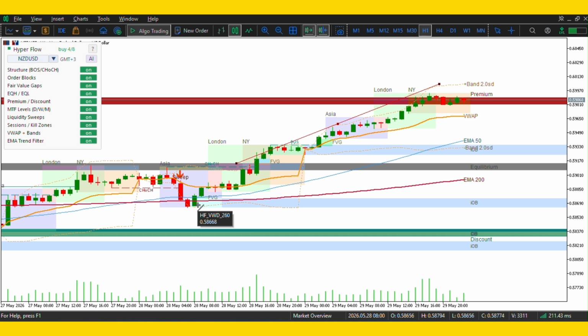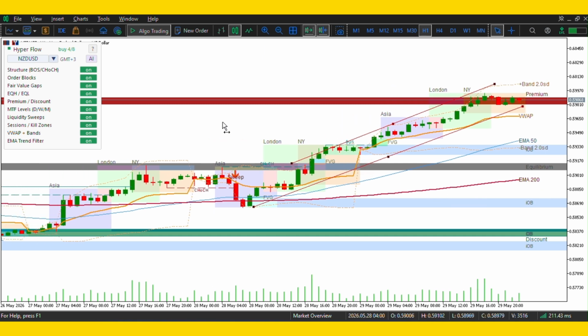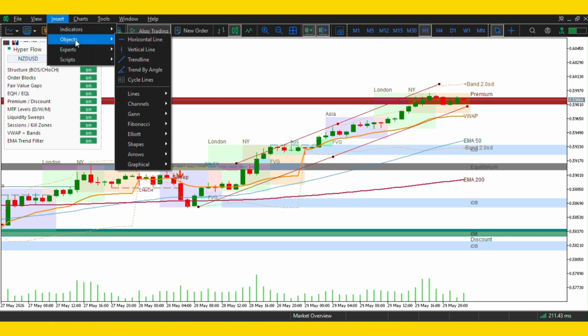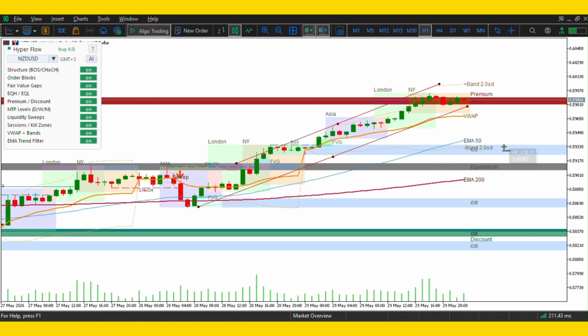Before using any advanced tools, I always start with a simple trendline analysis. Here, I'm connecting the major swing lows to understand the overall direction of the market. As long as price continues respecting this trendline, the bullish structure remains intact. A trendline doesn't predict the future, but it helps us identify areas where buyers have repeatedly entered the market. When price returns to the trendline, it often becomes a key decision zone.